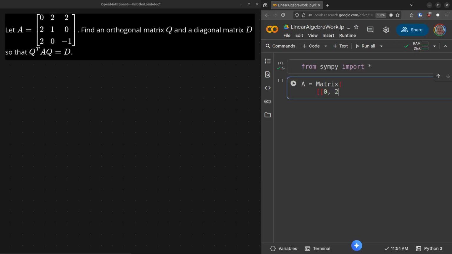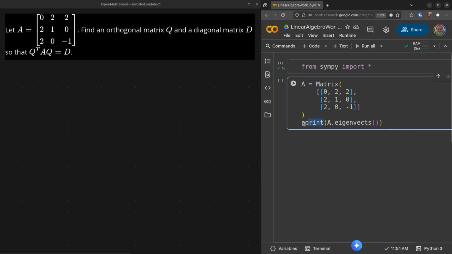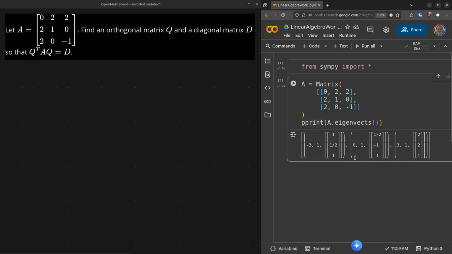So first row of A is 0, 2, 2. Second row of matrix A is 2, 1, 0. And last row of matrix A is 2, 0, negative 1. And I want the eigenvects of matrix A, and I want to print it in a pretty way so that it's easy to read. Okay. And there we go.